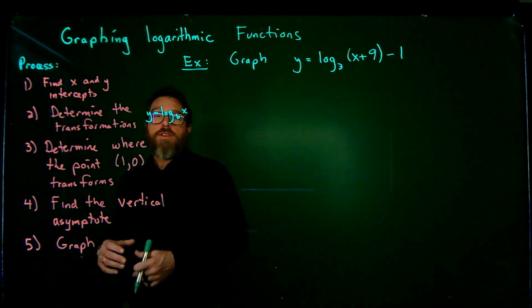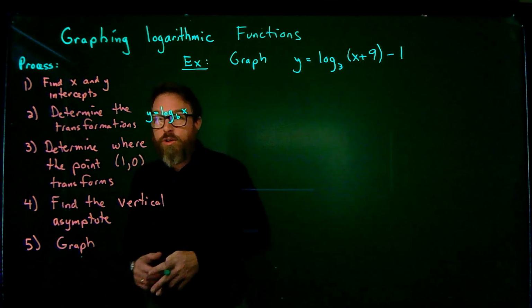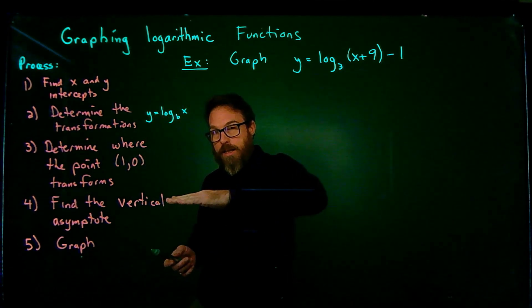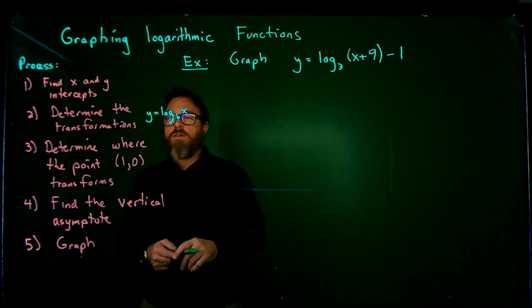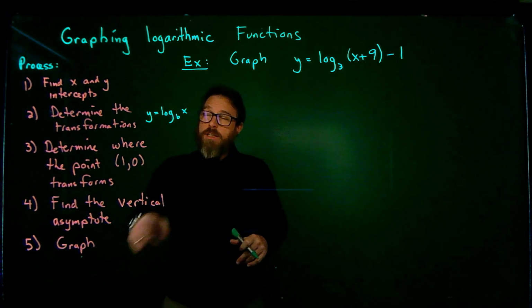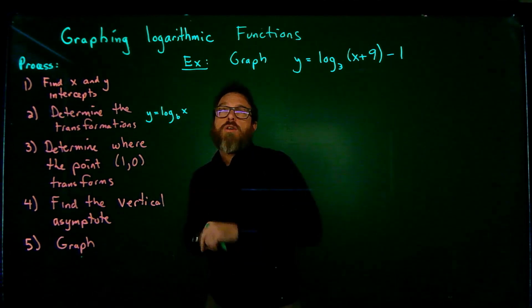Now we're going to find their vertical asymptote. Again, similar to your exponential functions, which have horizontal asymptotes, since your logarithms are inverses, they're going to have vertical asymptotes. And then last, we're going to graph the thing. So let's go ahead and start out with this graph.